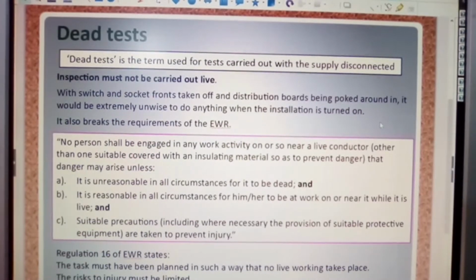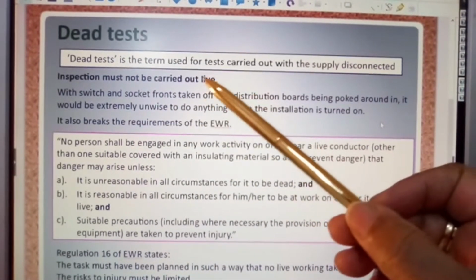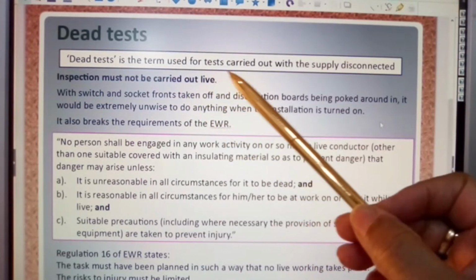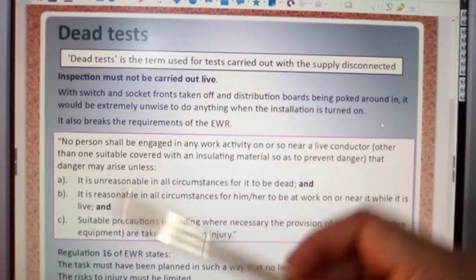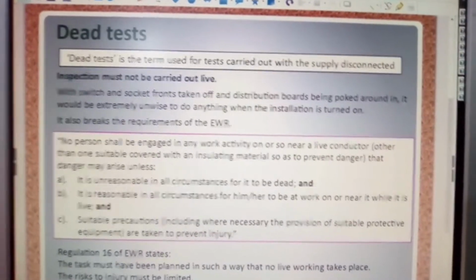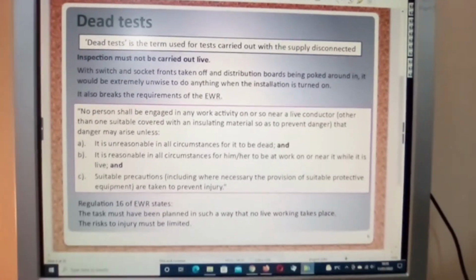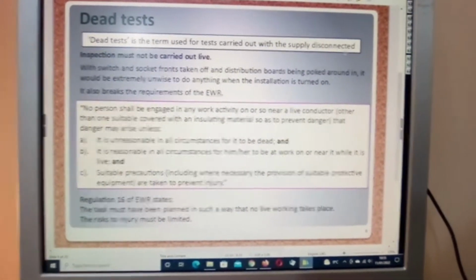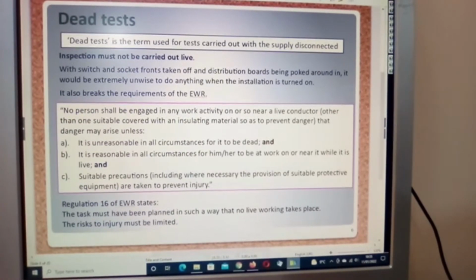Now dead testing, and here you can read this for yourself. Dead testing is the term used for tests carried out with the supply disconnected. Okay, I don't need to read this through to you. You're Level 3s. You should be able to do this all for yourselves now. Okay, so I'm not going to interfere in that. Bear in mind that you must be compliant with the regulations at all stages.